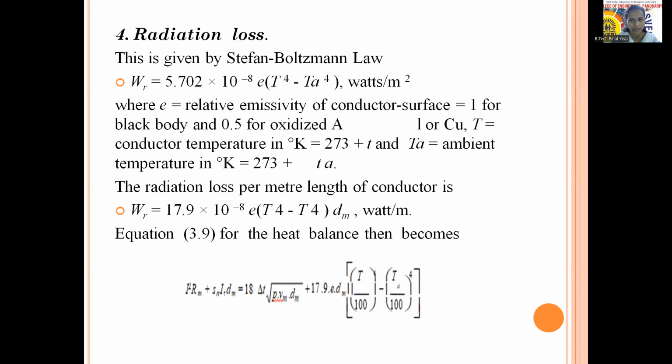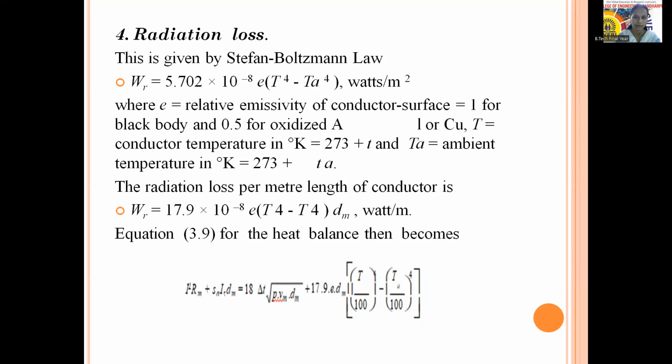Again, for a black body it is 1, and for oxidized copper it is 0.5. This material value is also given for Cu, it is 0.5, and T is the conductor temperature in Kelvin, which is given as 273 plus T, and Ta is the ambient temperature.